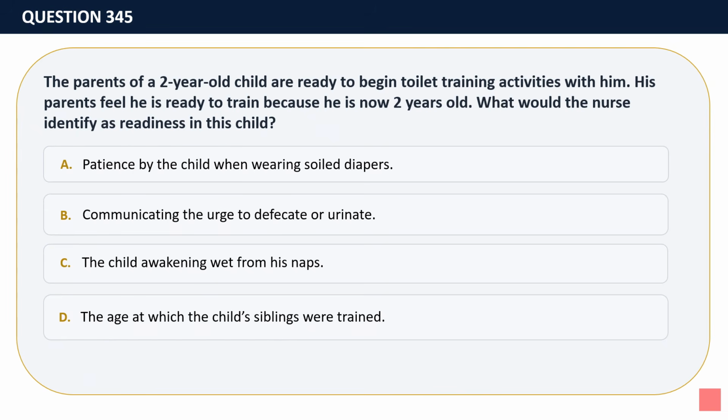Question 345. The parents of a 2-year-old child are ready to begin toilet training activities with him. His parents feel he is ready to train because he is now 2 years old. What would the nurse identify as readiness in this child? A. Patience by the child when wearing soiled diapers. B. Communicating the urge to defecate or urinate. C. The child awakening wet from his naps. D. The age at which the child's siblings were trained.